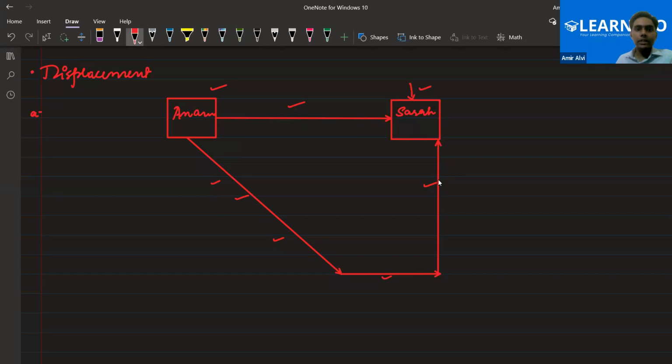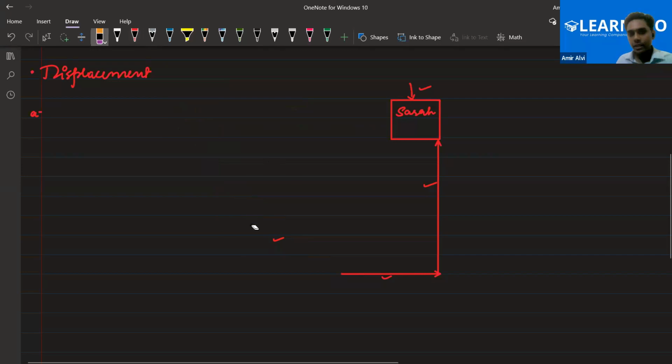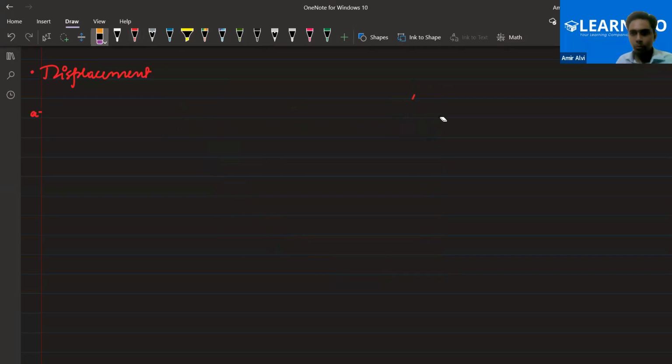Now let's understand displacement in terms of definition. Displacement in simple words is the shortest straight line between the initial point and the final point.